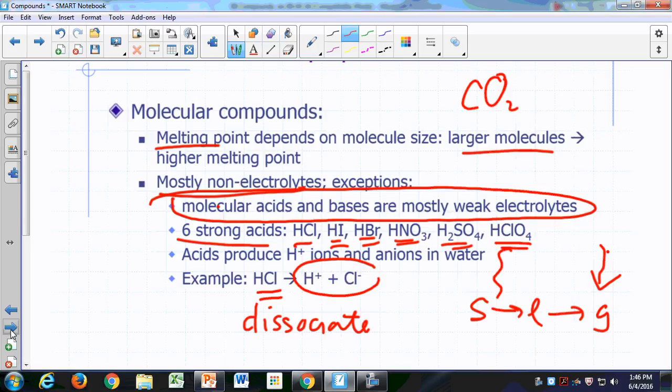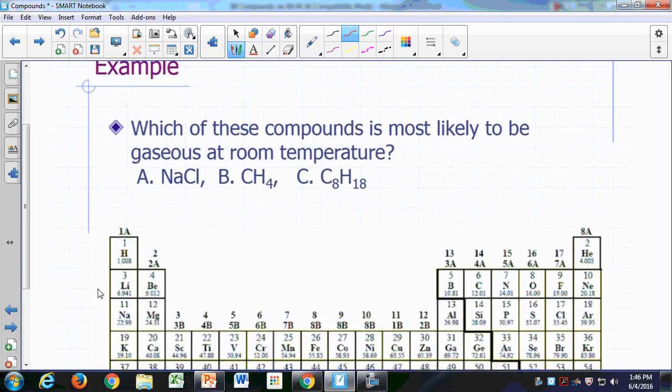All right? So let's see. Which of these compounds is most likely to be gaseous at room temperature? Sodium chloride, methane, CH4, and C8H18, which is octane. Correct answer would be methane. Why? This one is ionic, right? Sodium is a metal, so you can see that sodium chloride is an ionic compound. That's your table salt, right? That's going to be a solid at room temperature.